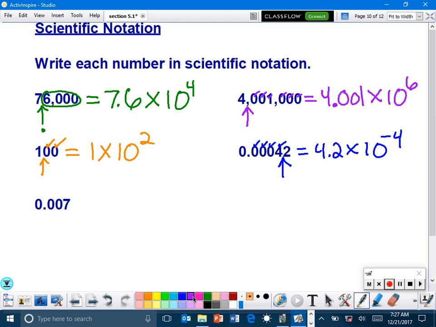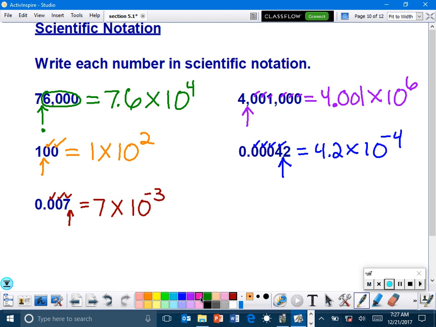Okay, and then this last one, we want the decimal actually behind the 7. Now again, there's not going to be any more numbers behind the 7, so we don't need to put a decimal there. So 7 times 10. Now, how many digits? 1, 2, 3. And again, it's backwards. It's a small number, so that would be 7 times 10 to the negative 3rd power.